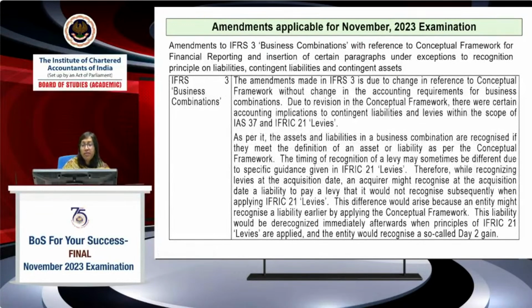In IFRS 3 business combination, the conceptual framework was revised by the IFRS Foundation. So when the conceptual framework was revised, what happened? In that conceptual framework, the definition of asset and liability was given, which you have to apply at the time of business acquisition. And when they were applying that concept, they were recognizing certain liabilities at the time of acquisition. Later on, when they were applying other standards, IFRS 3 or IAS 37, that is provisions, they found that this is not in compliance with that particular standard.